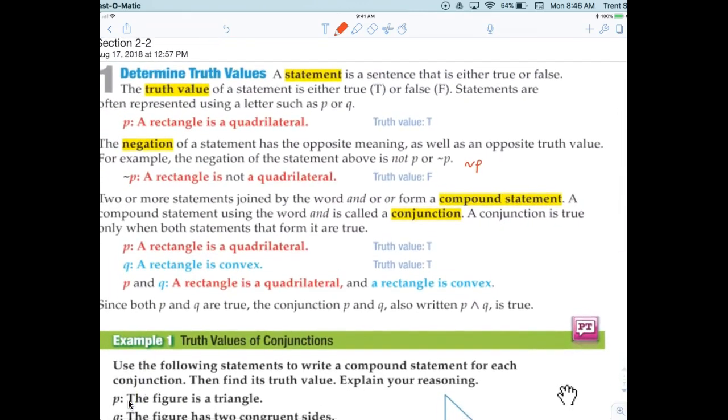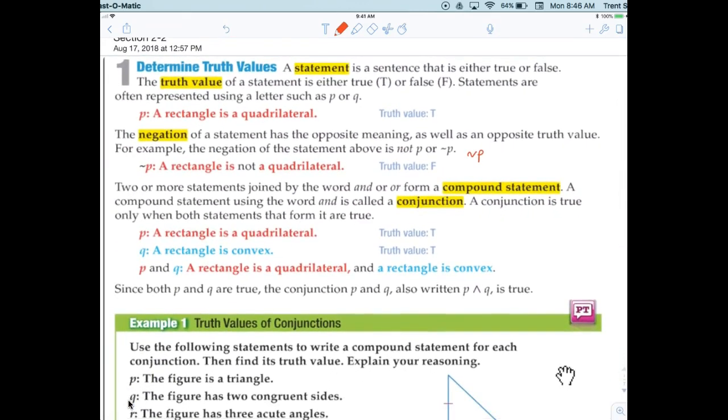Now, not P would be read as a rectangle is not a quadrilateral. Is that true or false? False, right? Because if the original was true, the negation has to be false. I think that makes sense. All right, really try to concentrate, guys. Really try to concentrate.